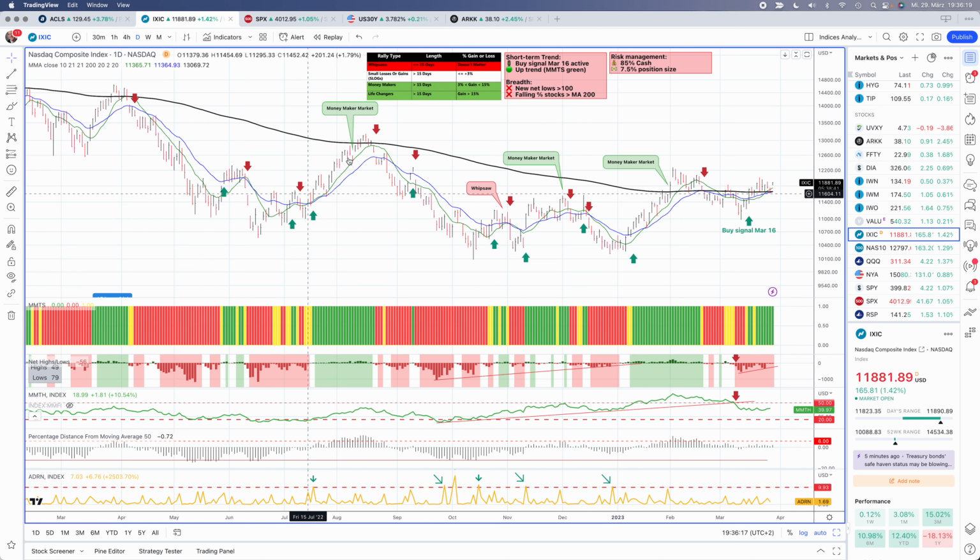Especially when you see these bear market rallies, a lot of stocks moved up 30-50% and more in these rallies, and you can see that the MMTS indicator very quickly changed from red to green, so that we are able to benefit from these rallies.